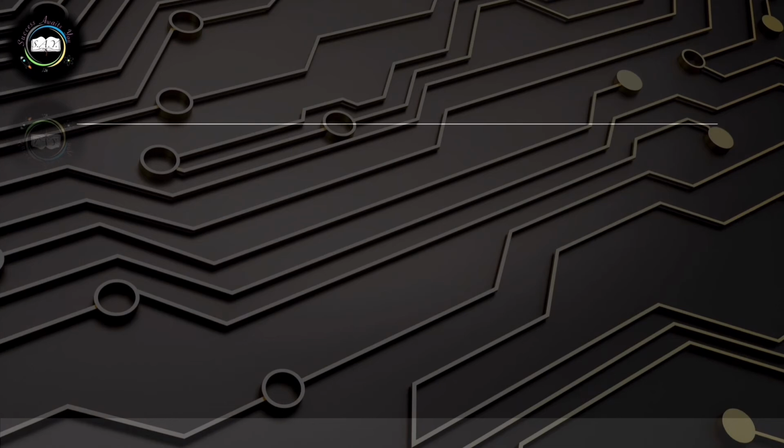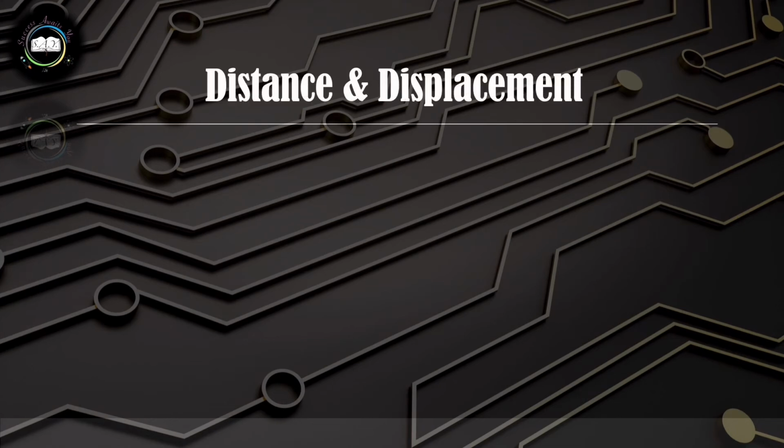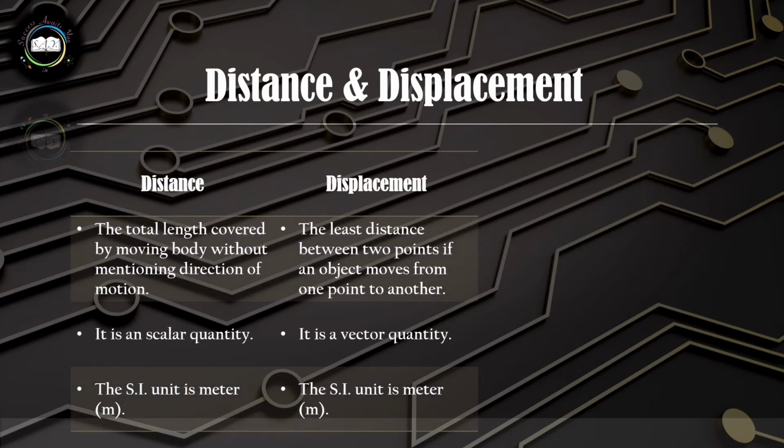Moving on to distance and displacement. Distance is the total movement of an object without any regard to direction, while displacement is defined as the change in position of an object with respect to direction. Distance is a scalar quantity, while displacement is a vector quantity.